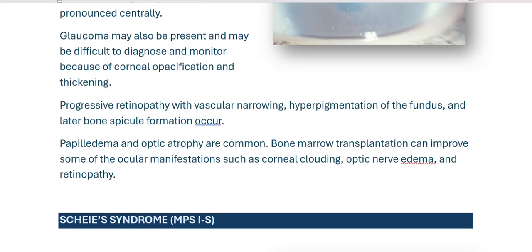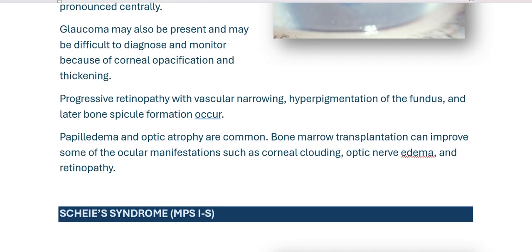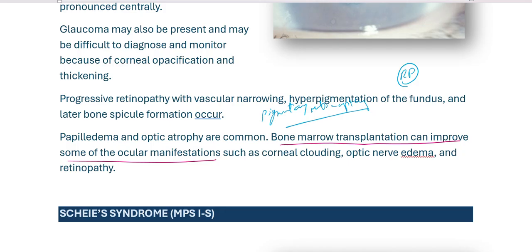There is also progressive retinopathy, which ends in pigmentary retinopathy with bony spicules, and you might not be able to differentiate it from retinitis pigmentosa. Papilledema and optic atrophy are common, and bone marrow transplantation can improve some of the ocular manifestations like corneal cloudiness, optic nerve edema, and retinopathy, but does not help with optic nerve atrophy.